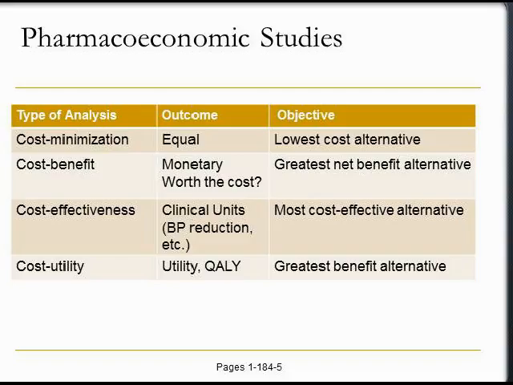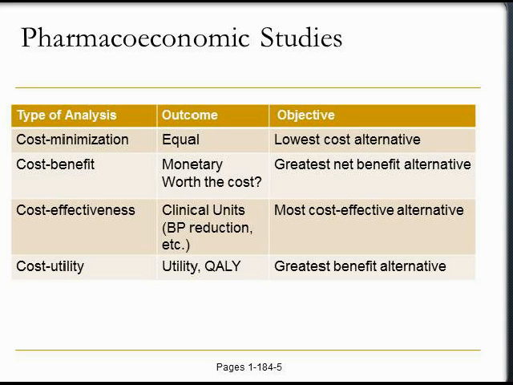Cost-benefit analysis, that we're trying to find the greatest net benefit alternative. Cost-effectiveness analysis, and the outcome here is in clinical units, blood pressure reduction, etc. We're looking for the most cost-effective alternative. And then lastly, cost-utility analysis, where we're trying to find the greatest benefit alternative. Okay, so I think it'd be good to, those three pharmacotherapy papers go into this in a little bit more depth. I think it would be good to prepare for that particular concept.